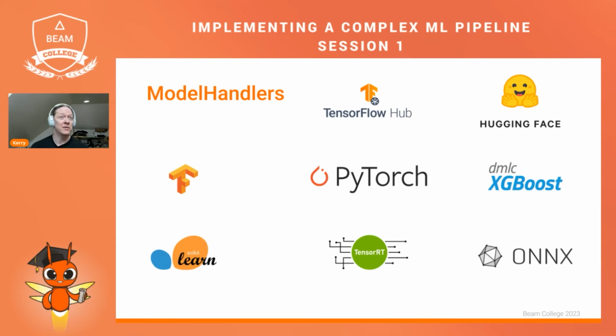We have model handlers already in the Apache Beam repository for a large number of different frameworks. We can pull models from TensorFlow Hub or HuggingFace directly, and we can also handle TensorFlow models, PyTorch, XGBoost, scikit-learn, TensorRT, and ONNX models. Because we handle ONNX models, you can compile a model from a framework we don't include to its ONNX format and run that.